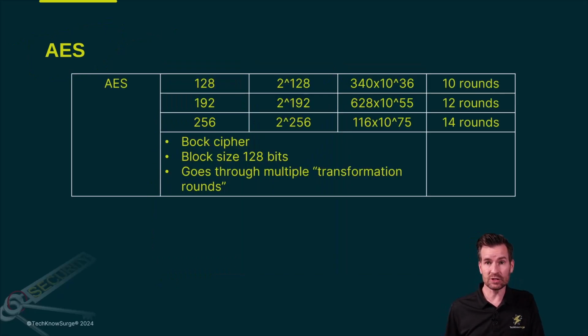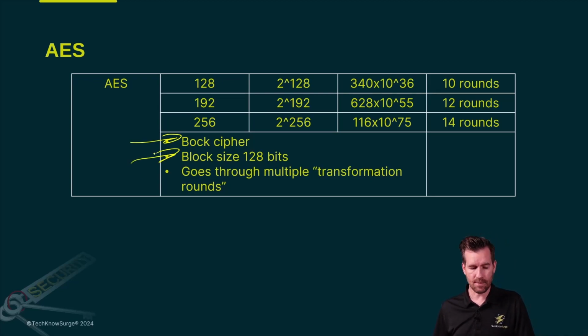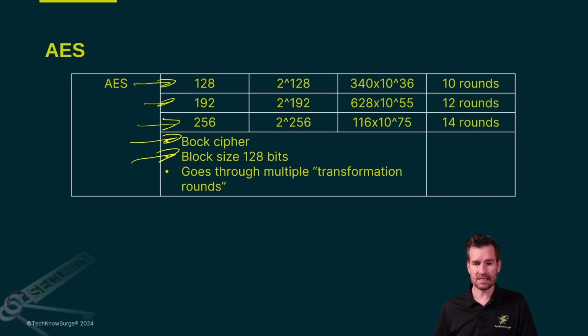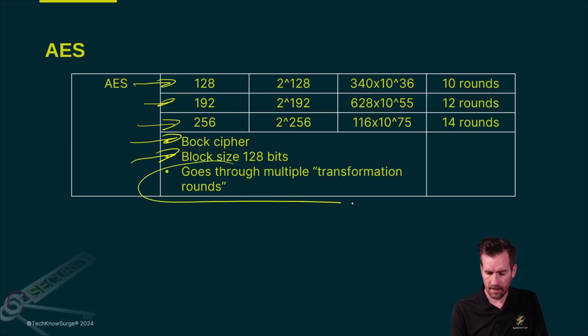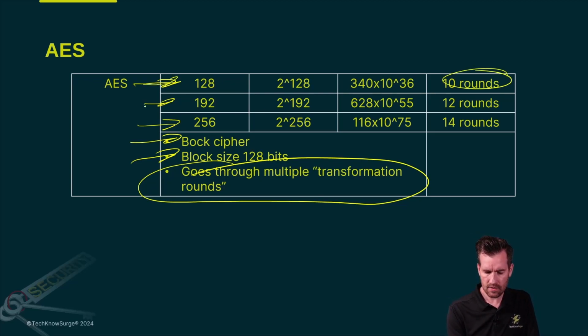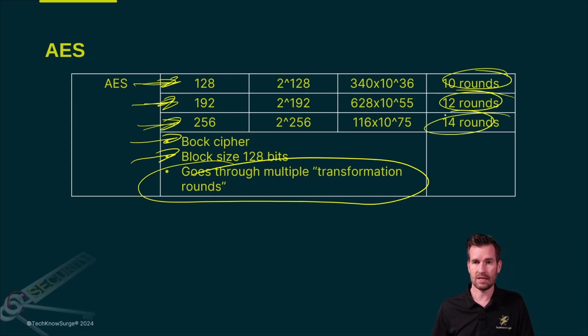AES is the new standard. AES is a block cipher. It does things in block sizes of 128 bits. The key sizes are 128, 192, and 256 for the bit sizes of the keys. And depending on which one it is, it goes through a number of multiple transformation rounds. So the 128 goes through 10 rounds, 192 goes through 12 rounds, 256 goes through 14 rounds.